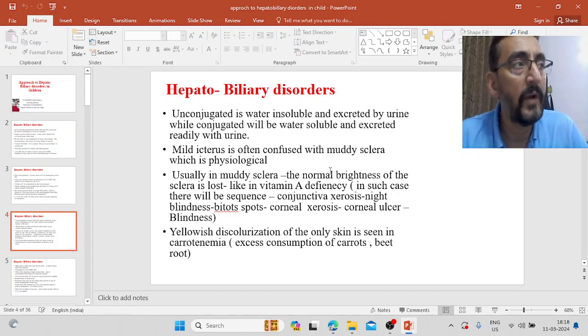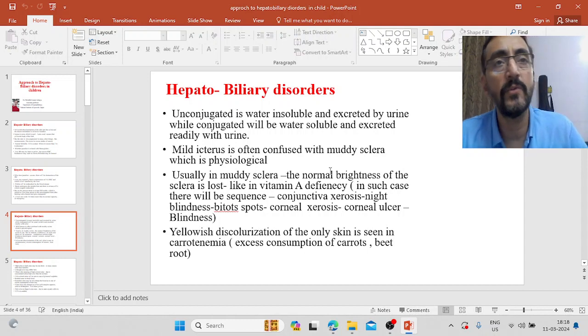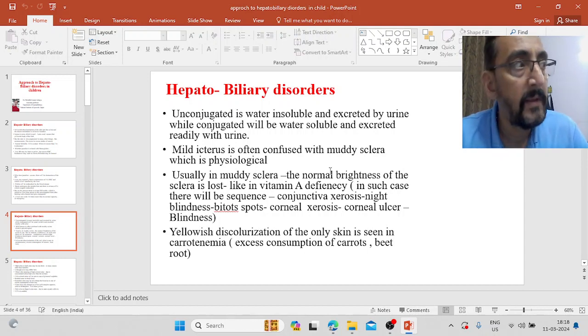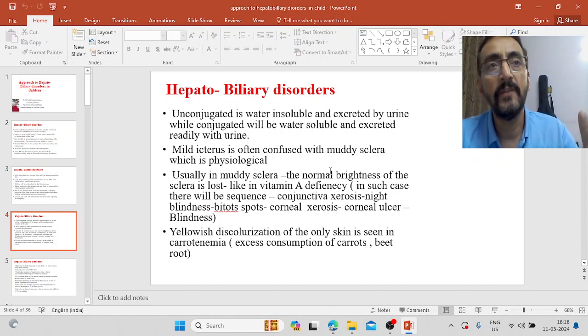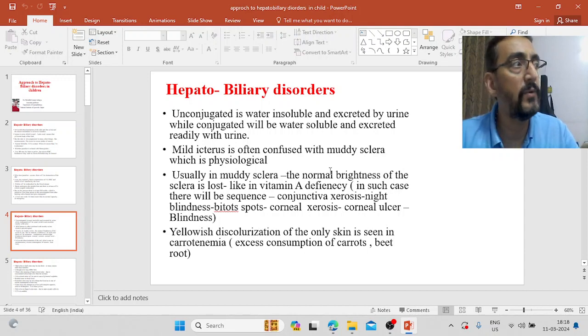So the question is, why does unconjugated bilirubin have to be converted into conjugated? The reason is that unconjugated bilirubin is basically a toxic material. There are three things: it is toxic, it is water insoluble, and it will stain different parts of the body. Especially when the amount increases, it can even stain the basal ganglia area. That is exactly what happens in kernicterus, the problem in newborn babies.